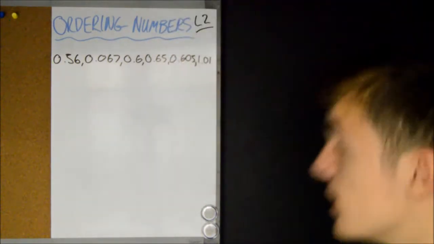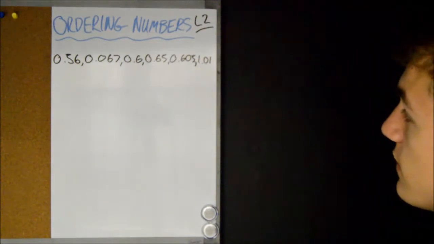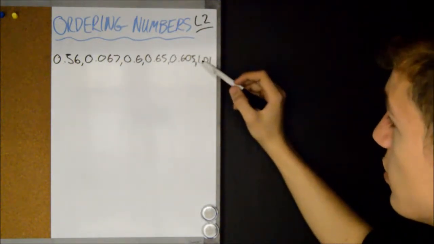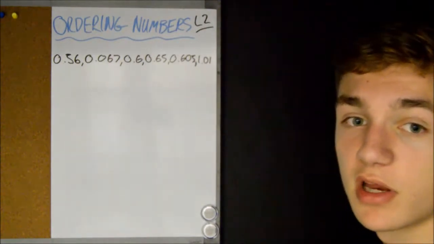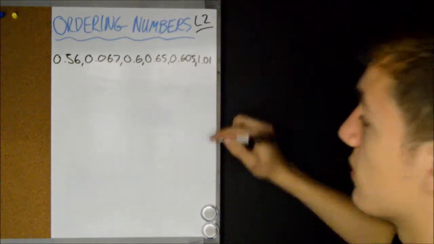Okay, so in lesson 2 today we're doing ordering numbers, and the order of numbers is quite a common thing where a lot of people get wrong, and it's actually very simple. So before we start with these, we're going to look at two numbers.